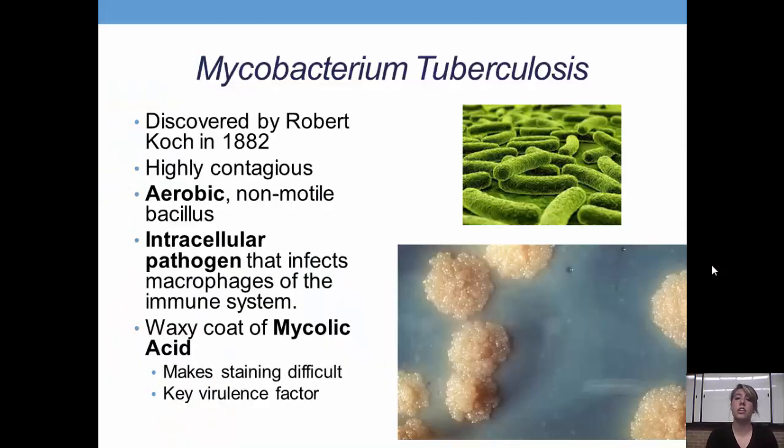The causative agent of tuberculosis is Mycobacterium tuberculosis. It was discovered in 1882 by Robert Koch. It is a highly contagious aerobic pathogen, which means that it requires oxygen to grow and is non-motile. It is an intracellular pathogen, which means that it infects the macrophages of the body's immune system. The reason why this bacteria is so effective is because of the waxy coat of mycolic acid that envelops the bacteria. This makes staining very difficult and is a key virulence factor for the bacteria.